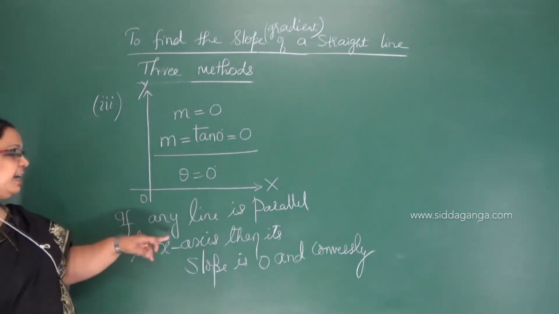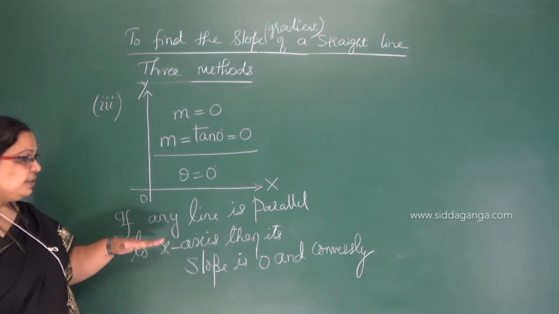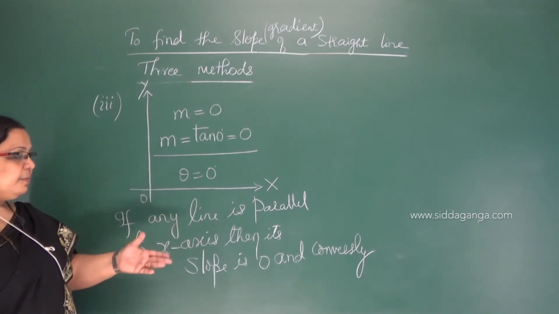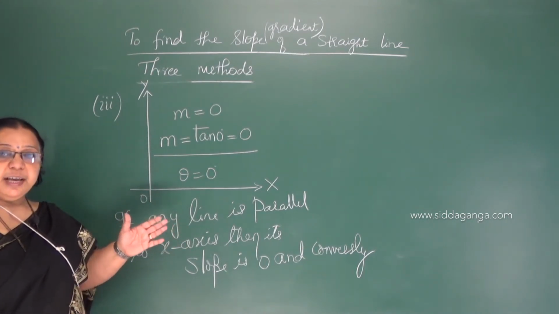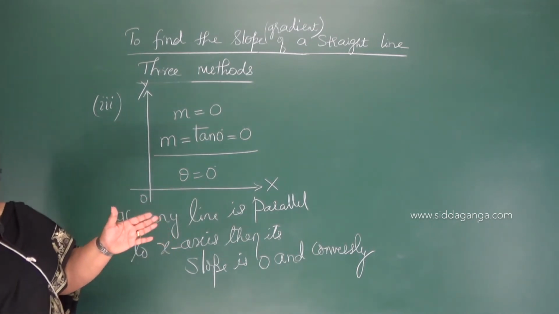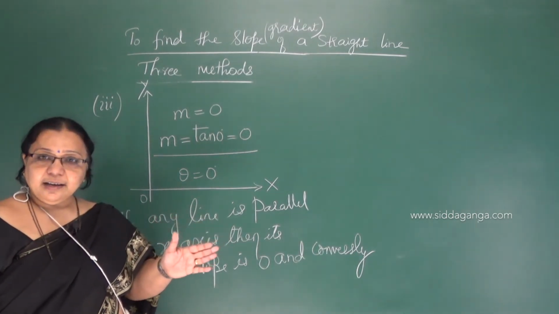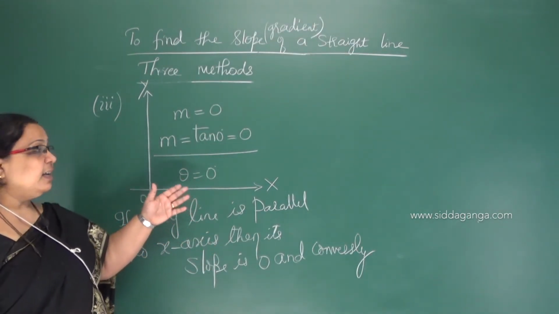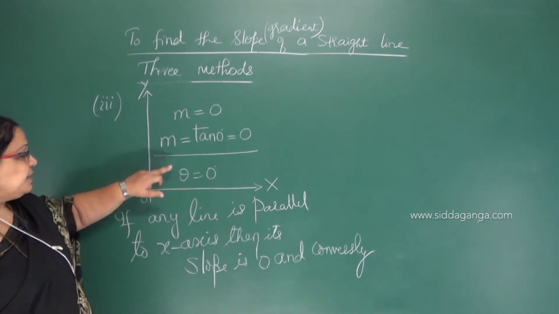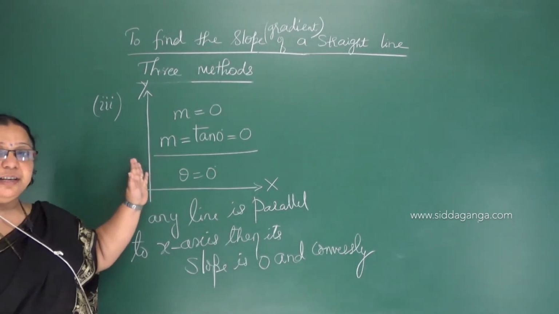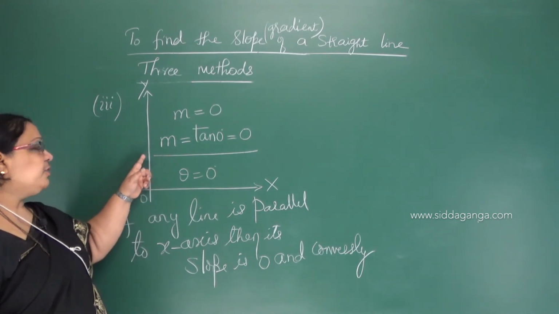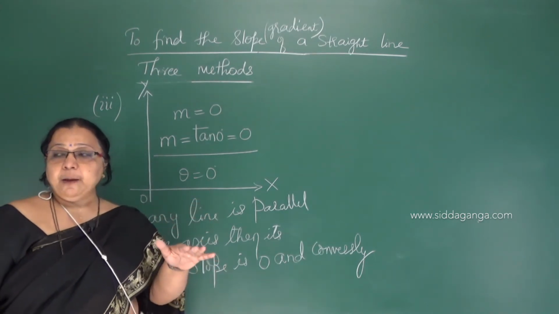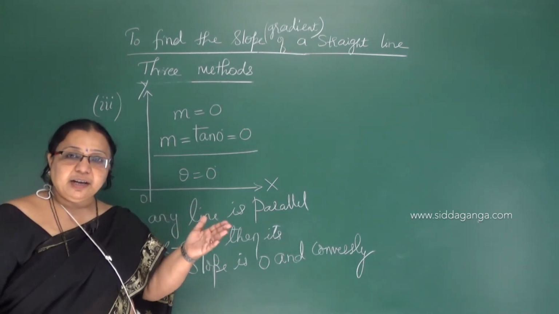So if any line is parallel to x-axis, then its slope is 0 and conversely. Conversely means if the slope of any line is given as 0, it is understood that the line is parallel to x-axis. If a line is parallel to x-axis, then in another way, it is perpendicular to y-axis. So a line parallel to x-axis is perpendicular to y-axis.